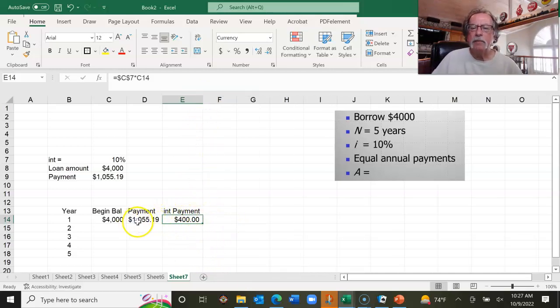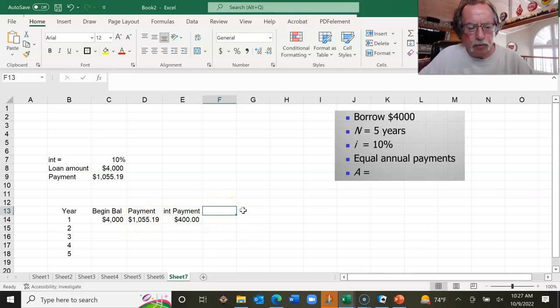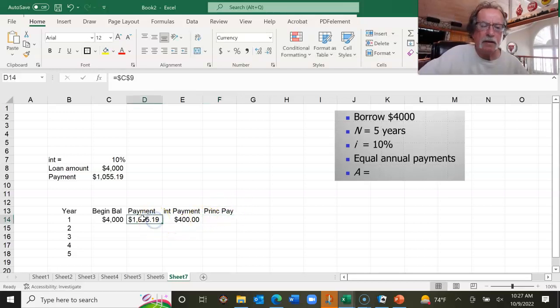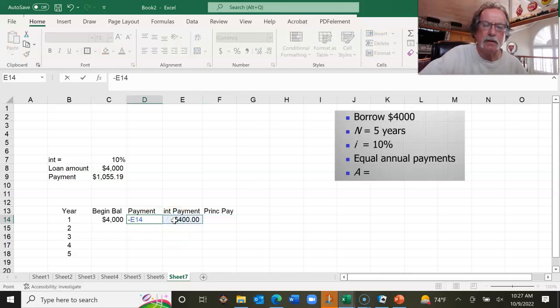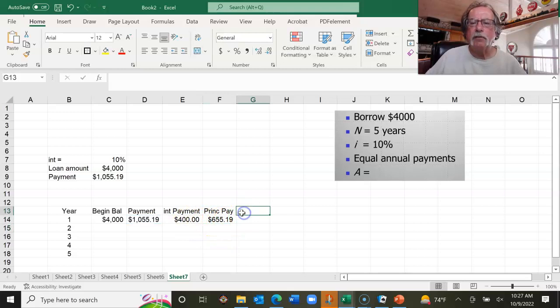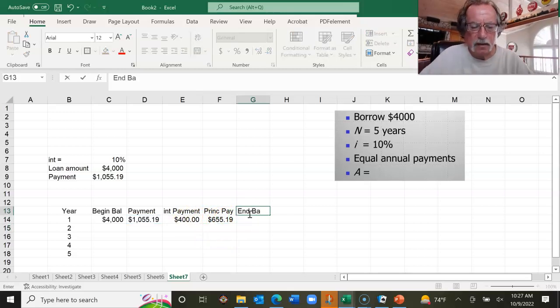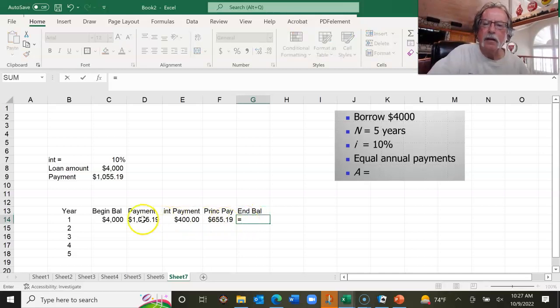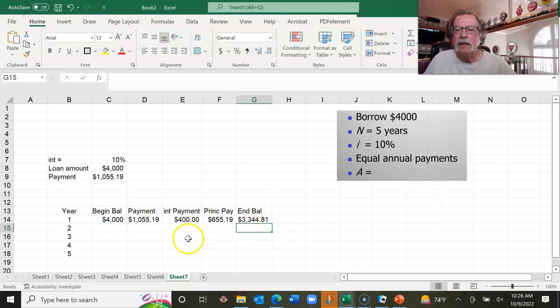Now we're making a total payment of $1,055. So our principal payment, the amount of the money we're going to pay on the loan, is going to equal the total payment minus the interest payment. And so our ending balance is going to equal our beginning balance minus our principal payment. So that's year one.